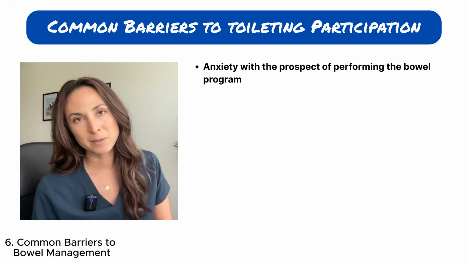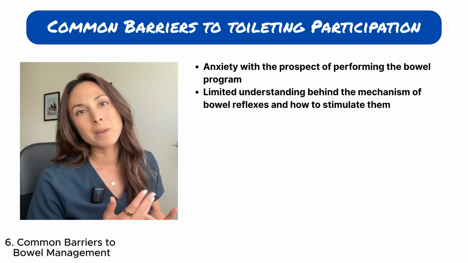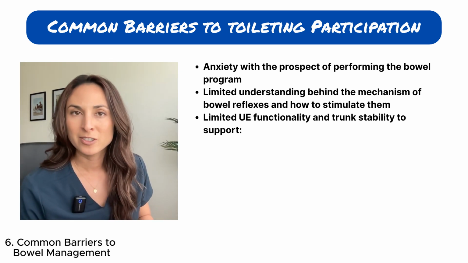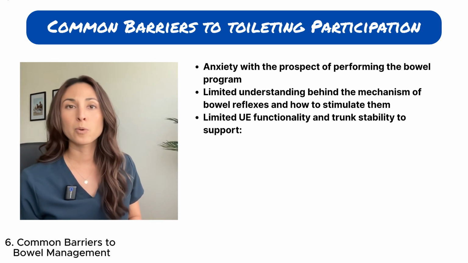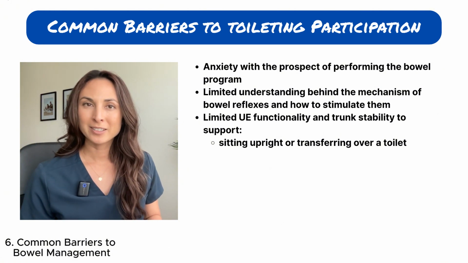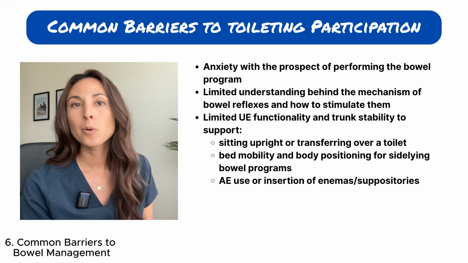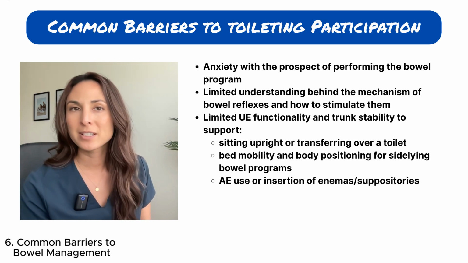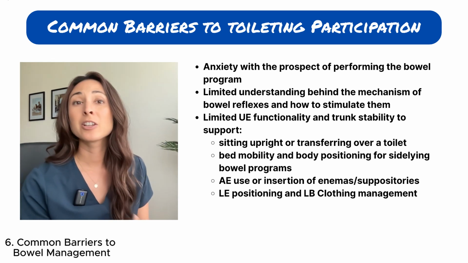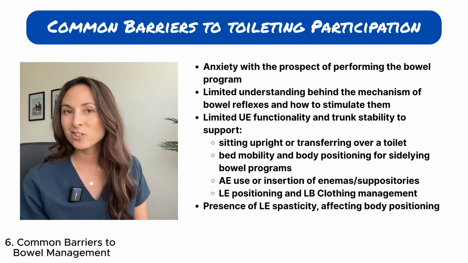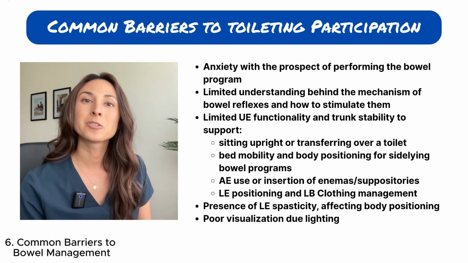Common challenges seen at this stage include, but are not limited to, anxiety with the prospect of performing the bowel program, limited understanding behind the mechanism of bowel reflexes and how to stimulate them, limited upper extremity functionality and trunk stability to support sitting upright and transferring over a toilet, bed mobility, and body positioning for side-lying programs, AE use or insertion of suppositories or enemas, and lower extremity positioning and lower body clothing management. Presence of lower extremity spasticity can affect body positioning, or poor visualization due to lighting.